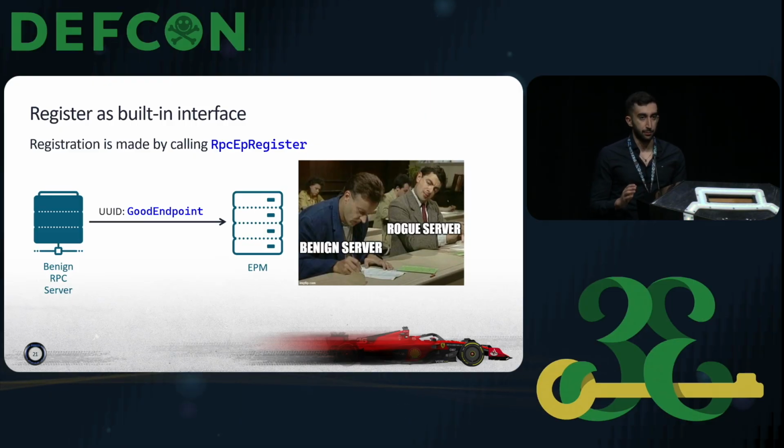To poison the EPM, the first thing we need to do is to register to it. We can do that with the API RpcEpRegister. But we don't want to just register any interface. We need to behave like a known server and copy exactly what it does, which means registering its interface.